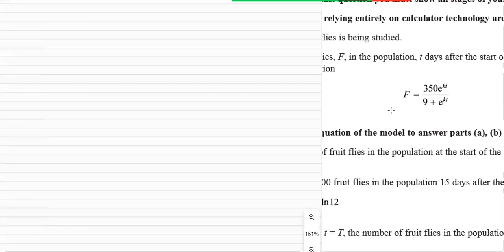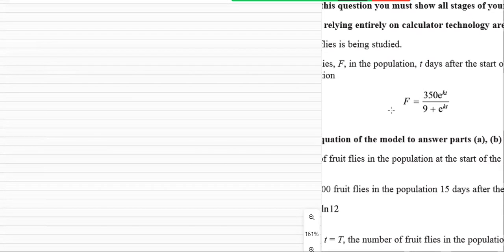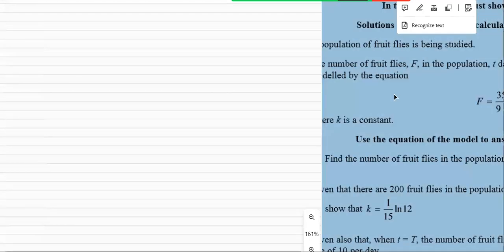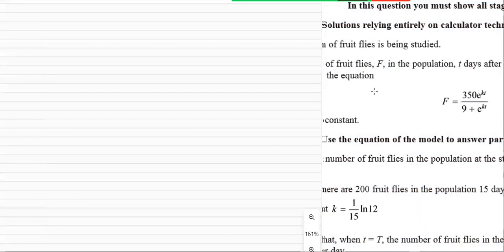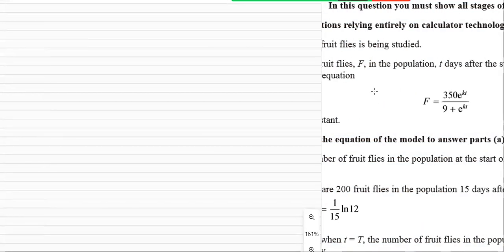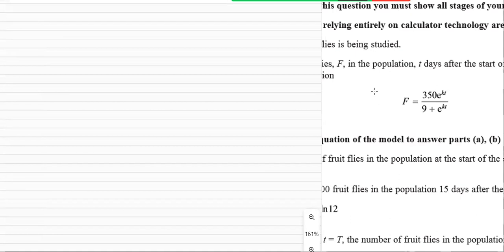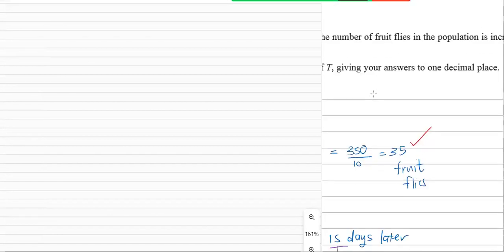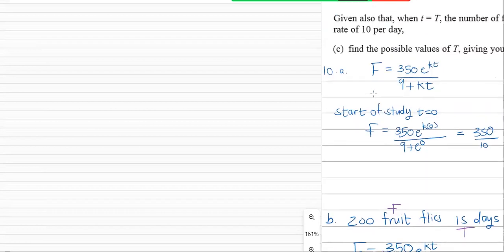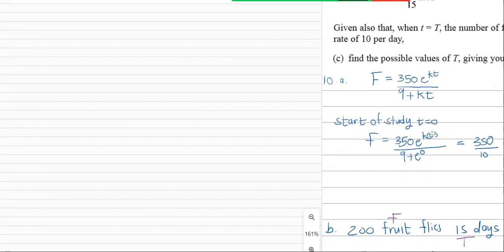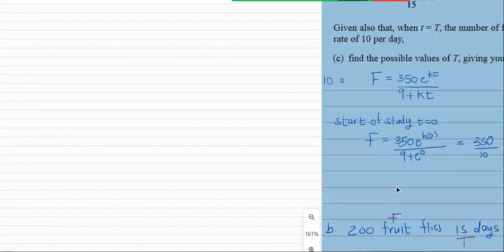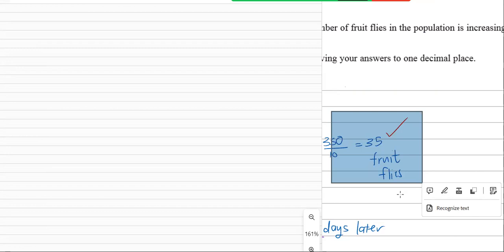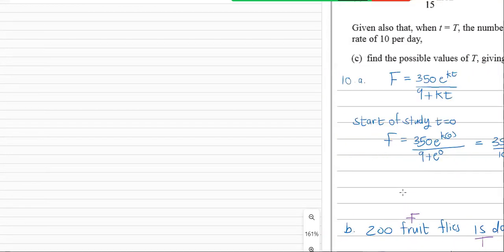So for all these kind of modeling questions, your F is fruit flies in this case. And if you look here, T days is your time. So obviously the beginning of the study is no days or 0 days. So first thing, just let T equal 0, and that will give you the amount of fruit flies in the study. Just at the start of the study, your T is 0. Okay, and then I really think that's a little bit self-explanatory, so I'm not going to do number 10A in an expanded working.